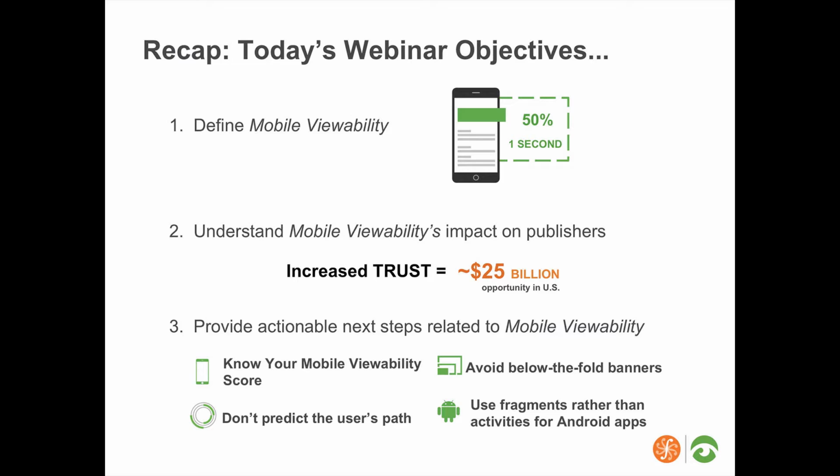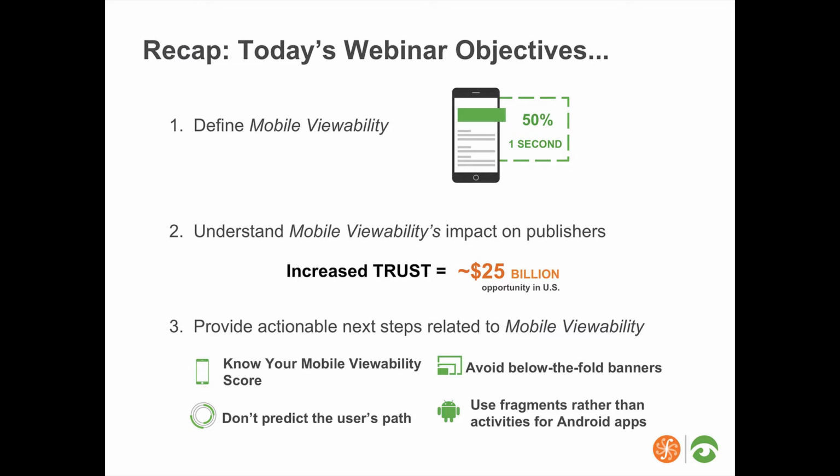Number 2, understand why mobile viewability is important to publishers. And we know that trust between the publisher and the advertiser is key. Increased trust is needed in closing this 25 billion mobile gap that exists in our market today. We believe that publishers who lead the charge to viewable solutions will be best positioned to capture increased mobile ad spend as that gap closes.